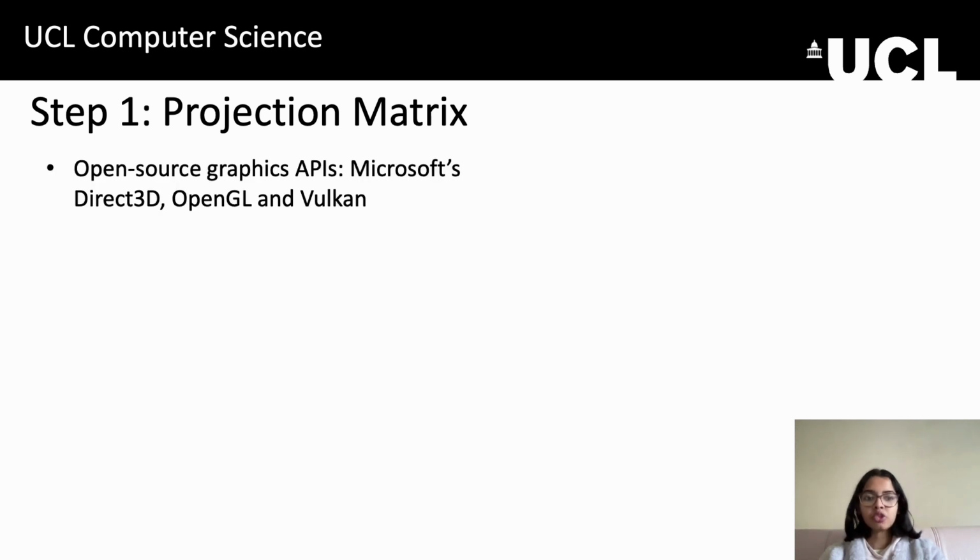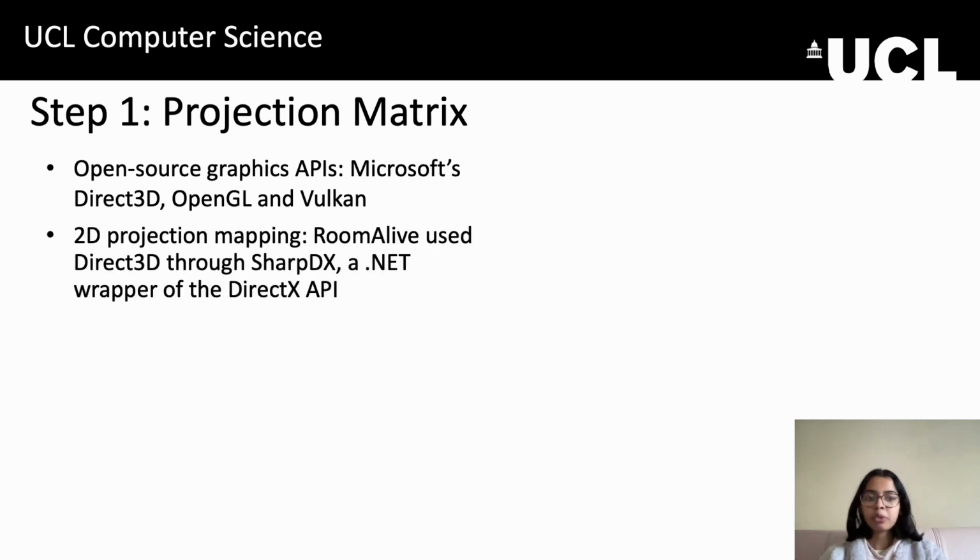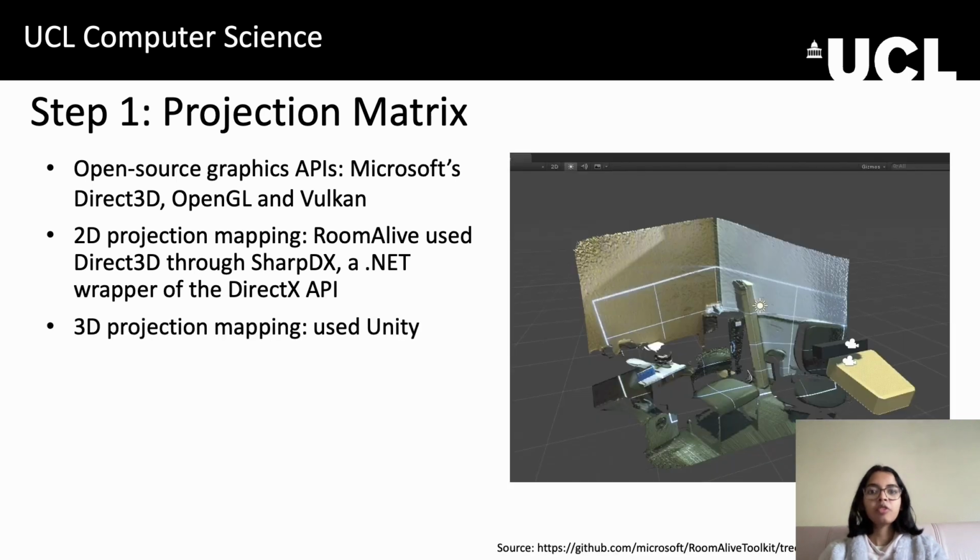Currently, there are open-source graphics APIs for assembling this matrix, such as Microsoft's Direct3D, OpenGL, and Vulkan, though Vulkan is too low-level for our use. For simple 2D mapping, RoomAlive used Direct3D through SharpDX, a .NET wrapper of the DirectX API. SharpDX is relatively stable, but hasn't been maintained since 2019. For complex 3D mapping in RoomAlive, Unity scenes were created to perform view-dependent projection, so we could utilize Unity with the DirectX to create 2D scenes.